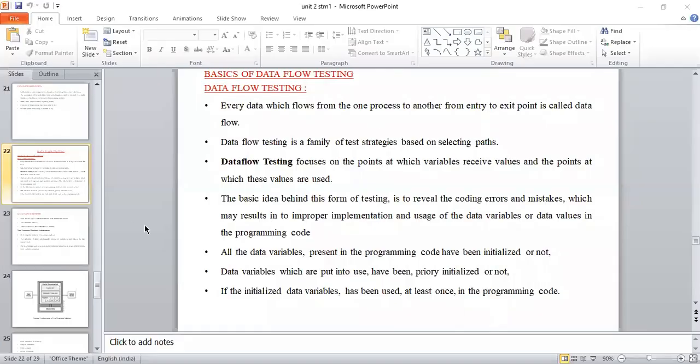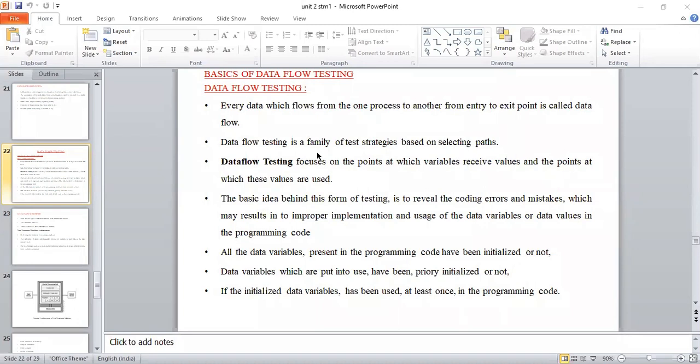So what is data flow testing? Data flow is nothing but a flow between one data object to another data object. That data flow is done between the entry and the exit point. Data flow testing is done on the path that you have selected, to check whether the flow is done correctly or not.